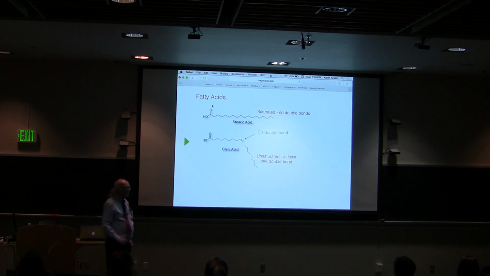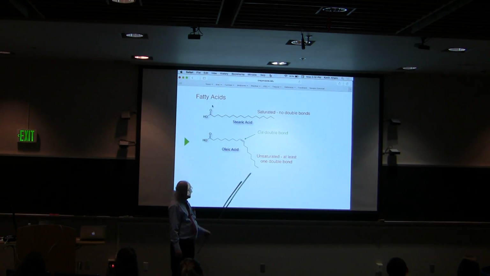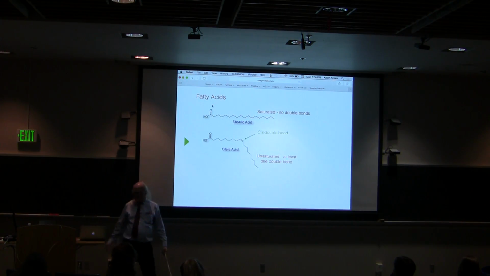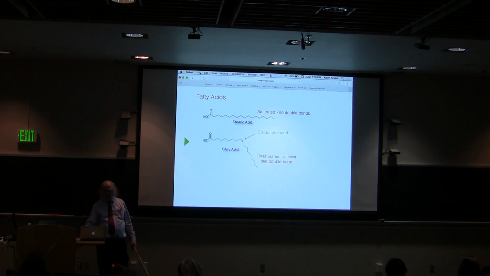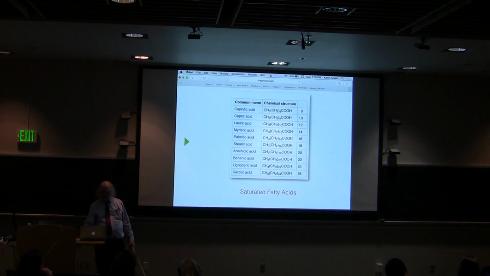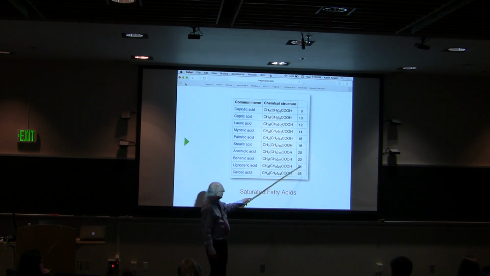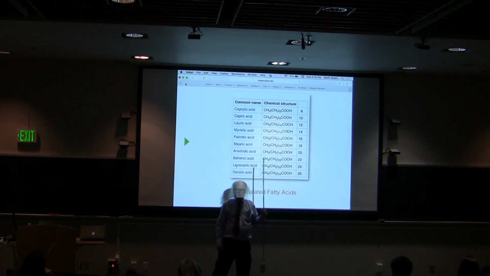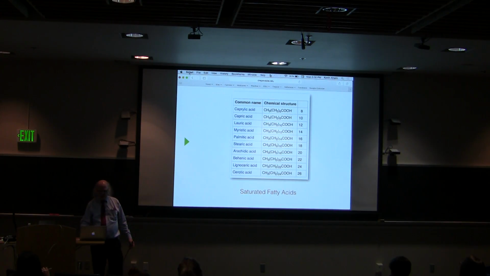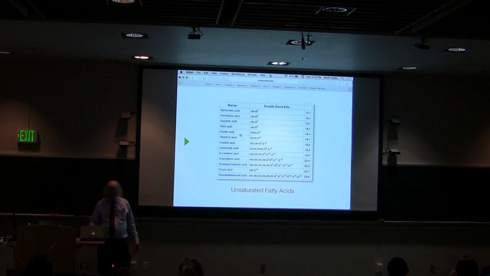Okay, saturated fatty acids. We've got saturated, no double bonds, and unsaturated, at least one double bond. Whenever we have biologically produced fatty acids, they're almost always in the cis configuration, and that cis configuration causes a bend, as you can see. The saturated fatty acids differ in carbons by 2, because they're made by adding 2 carbons at a time during fatty acid synthesis. And the unsaturated fatty acids are shown there.